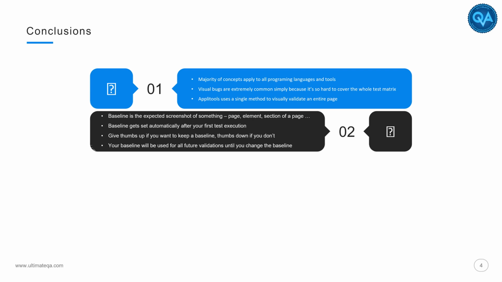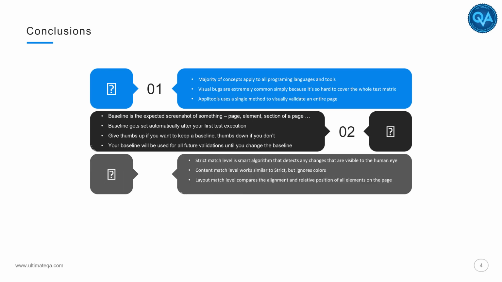And then once a baseline gets set, automatically after your first test execution, that baseline will be used from that point forward against all your future visual validations, until at which point you decide to change the baseline, right? And you might want to change the baseline because there was a new feature introduced, and so that changed the look of the baseline. And so now you want to update a baseline, as you saw with all of our tutorials, where in Ultimate QA, whenever we found some bug and we fixed the bug, then we went and set a new baseline.